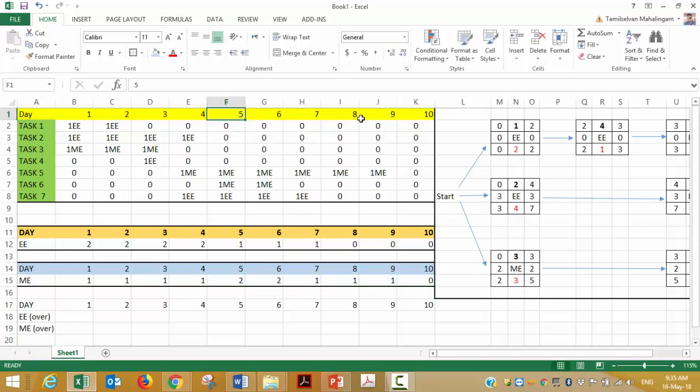So for example, on day 5, I need 2 mechanical. So here is 2 mechanical. On day 7, I need only 1 mechanical. Here is 1. All right.